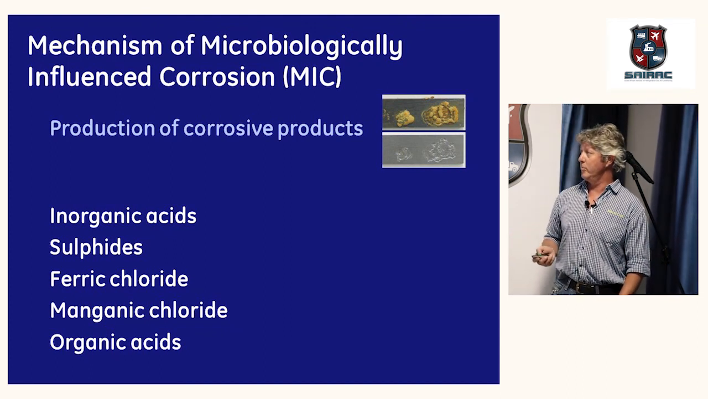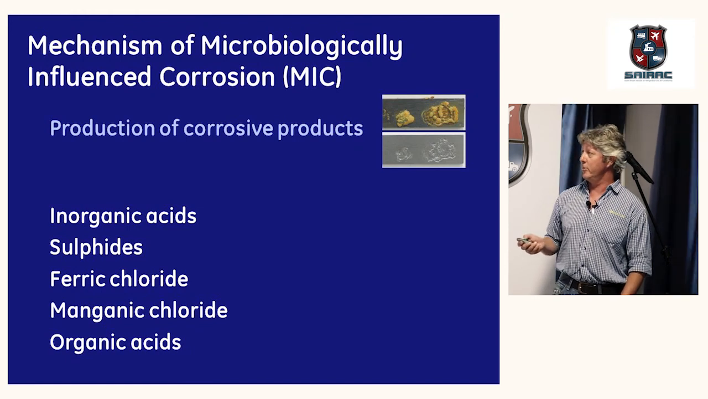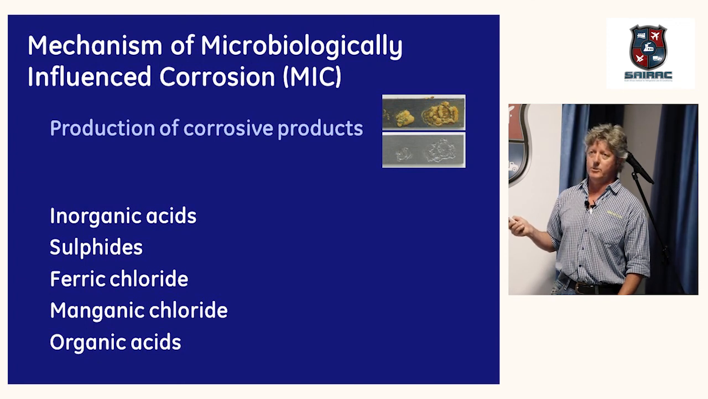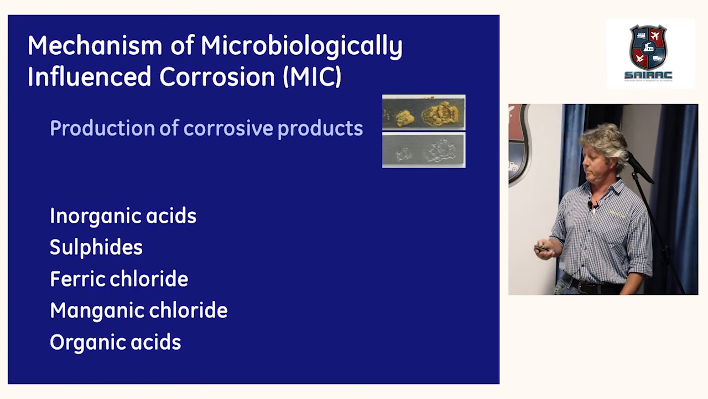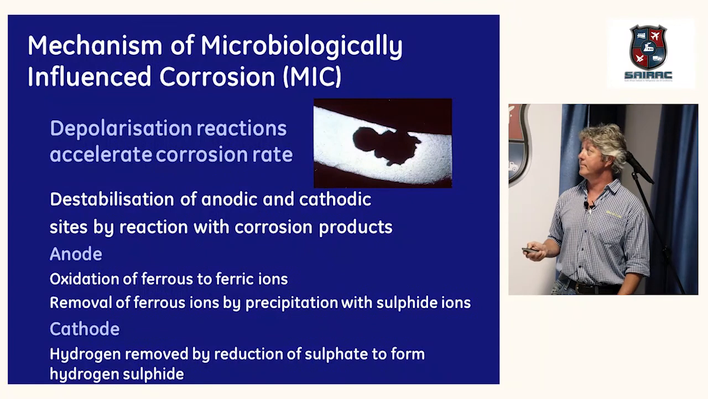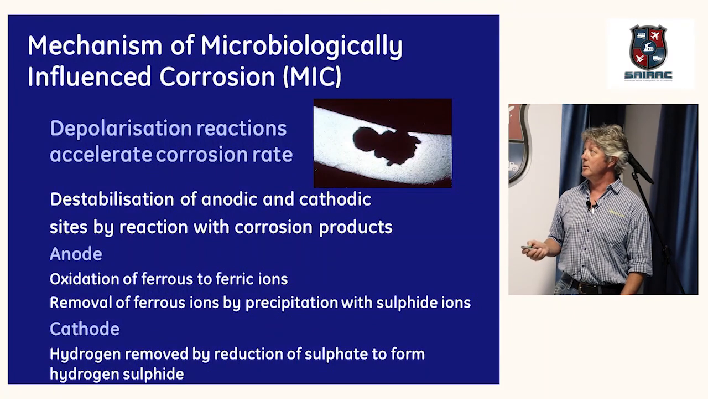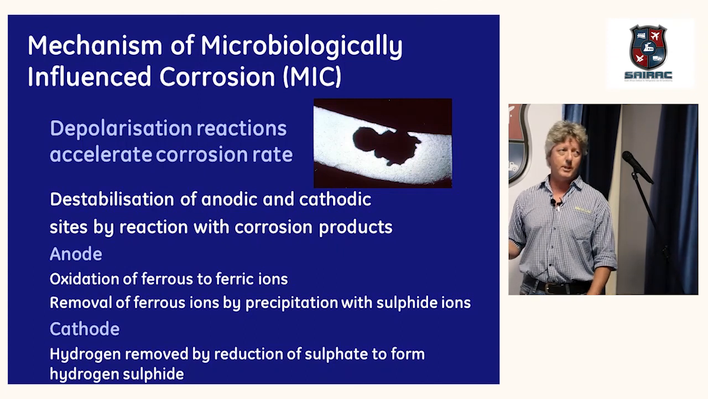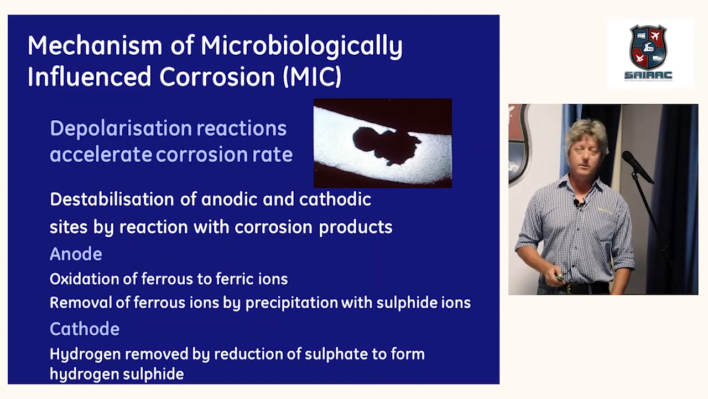These are the main culprits that are formed: inorganic acids, sulfides, ferric chlorides, manganic chlorides, organic acids. And they all form underneath this little layer that you see there, and that's what happens at the end of the day. Depolarization reactions accelerate corrosion rates. That is when the one becomes anodic and the other one becomes cathodic.